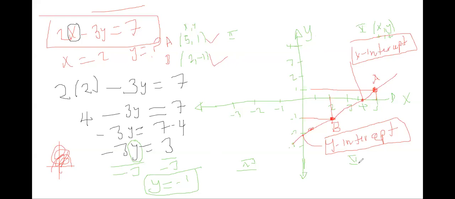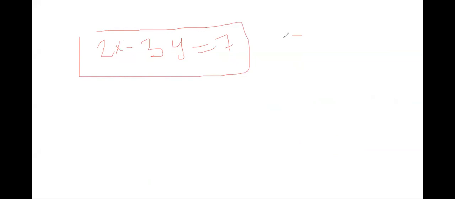Okay, let's look at this. We have this equation: 2x minus 3y equals 7. If this equation is given to you and they say solve it, no one will tell you that x equals 2. No, you are going to assume that by yourself. You can take any real number. You understand? You can take any real number.